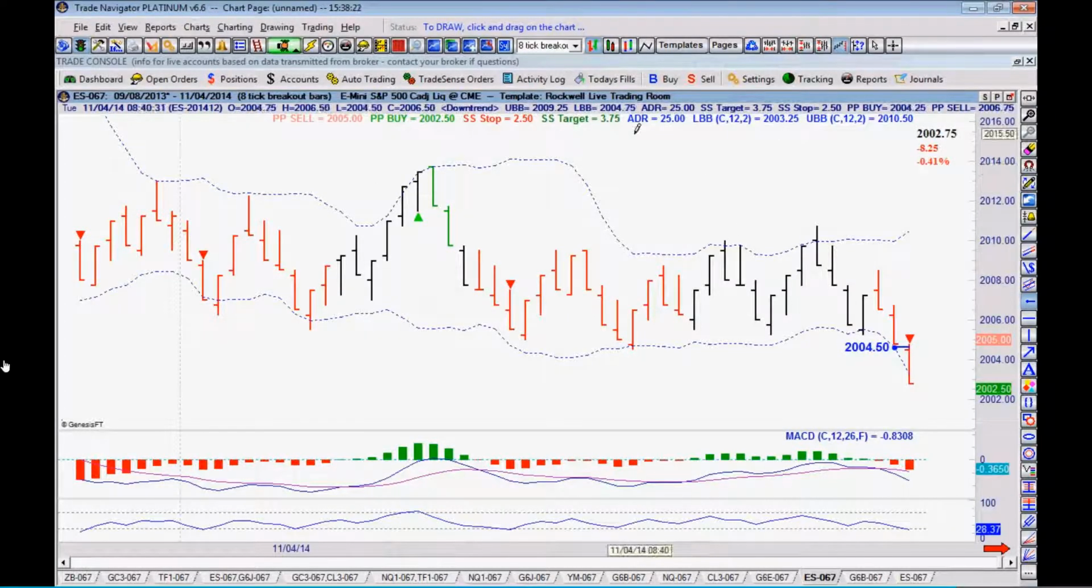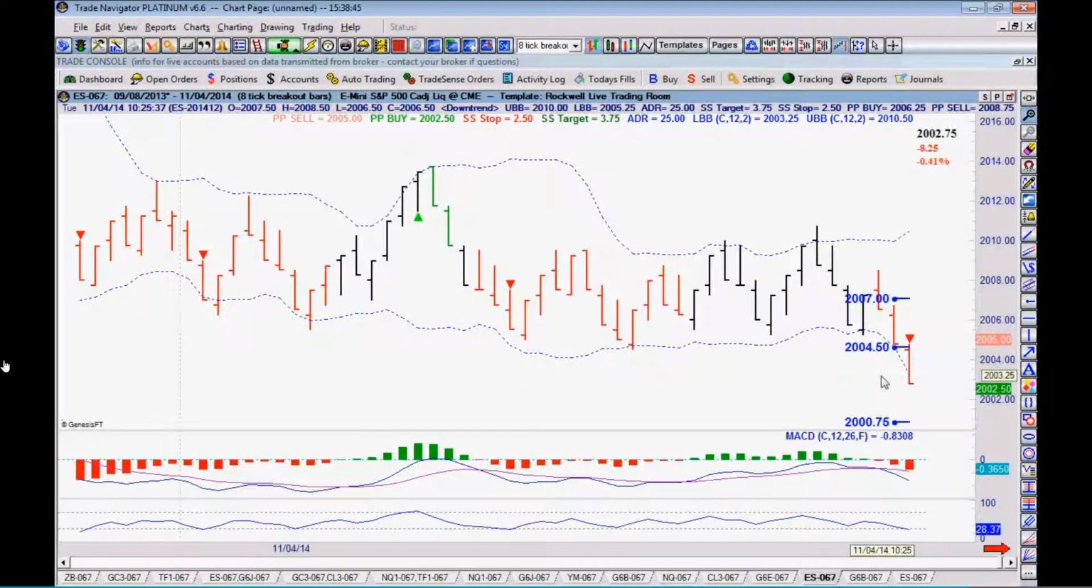So our stop loss would be up here at 2,007. Now keep in mind that if we have sold a contract, to close a trade, we want to buy the contract back. So we would use a buy stop order for our stop loss, and we would use a buy limit order for our profit target.